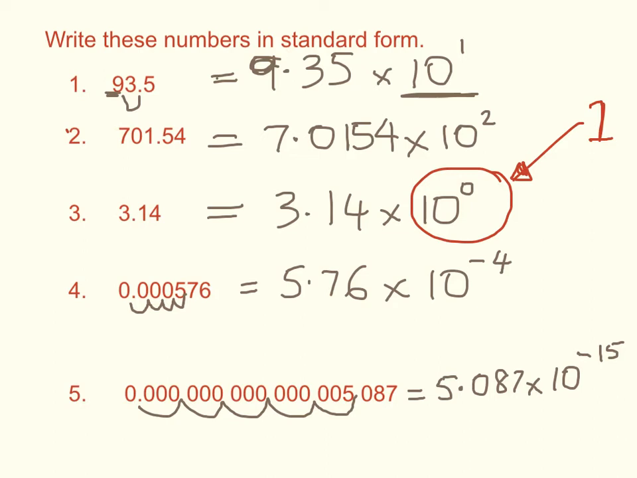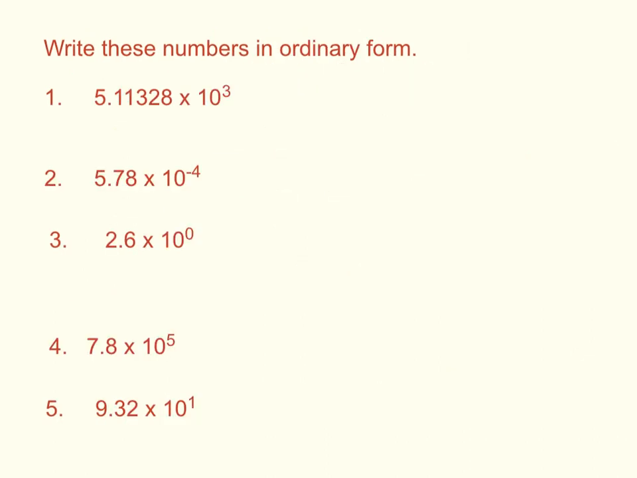Okay, on to the next set, where we have numbers in standard form to write in ordinary form. Right, this time we have to think about how we're going to make this number bigger. So this is 5.11328 times 10 cubed. Now 10 cubed is 1,000, so this number will be 5113.28. The other way to think about it is that we've moved our decimal point over this way 3 places.